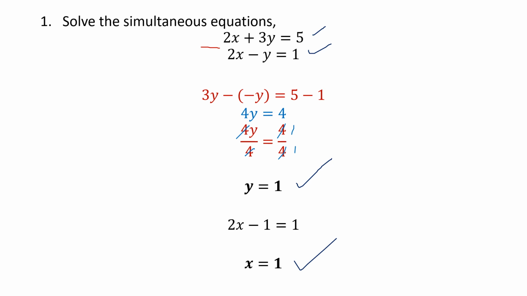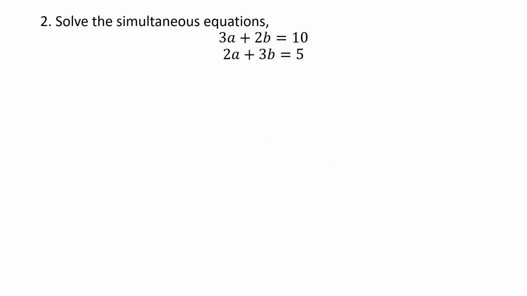Right, let's move on to our second example. In this case, if you look at the coefficients of a in the first equation and second equation, they are totally different. The same goes for the coefficients of b in the first and second equations, the coefficients are different. So we have to choose one unknown that we want to eliminate and make sure that the coefficient is the same.